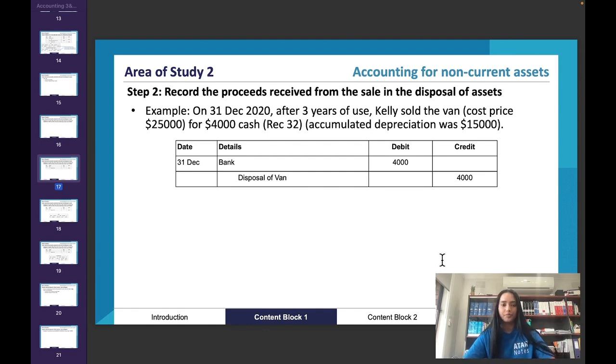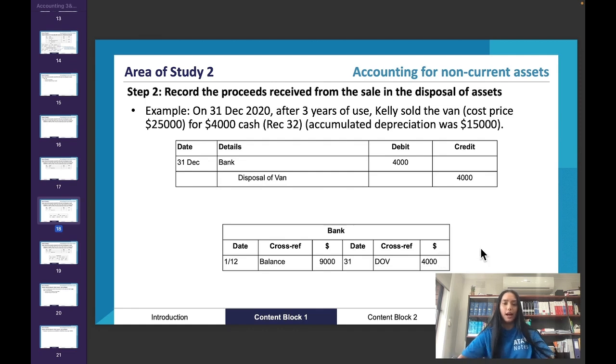So we have the date 31st December, and then we debit bank $4,000 because it says in the question that the business receives $4,000 cash for the cash sale of that van. So we debit bank $4,000 to show the increase in the business's bank account of that $4,000, and we credit disposal of van $4,000 to show that that was the proceeds on the disposal of the van, and to transfer the proceeds amount to disposal of van.